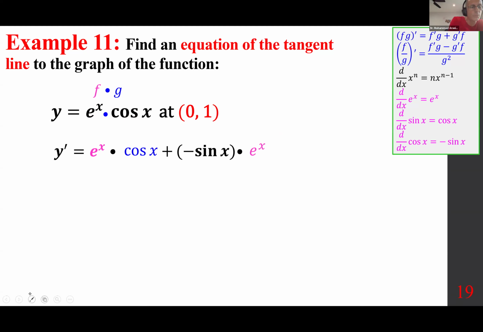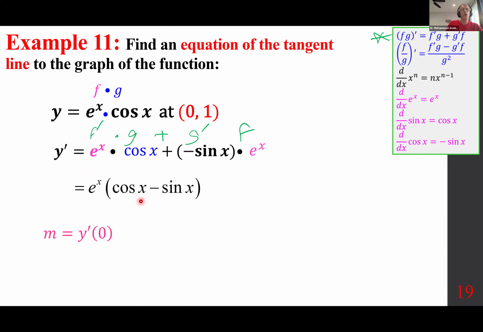I'm going to put it at top so it becomes clear what we are dealing with here. So we have f prime g plus g prime f. The product rule is used here. So we factor the e to the power of x out. We get e to the power of x times cosine x minus sine x. And m is y prime of 0 because the x coordinate is 0. So replace the x with 0. That becomes the slope.